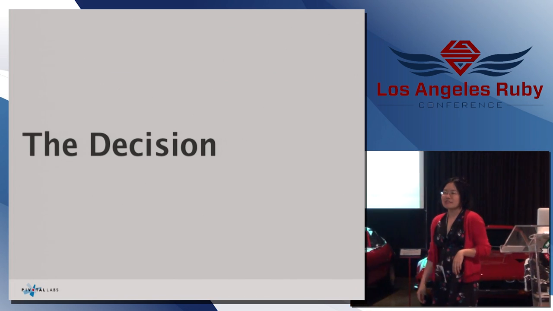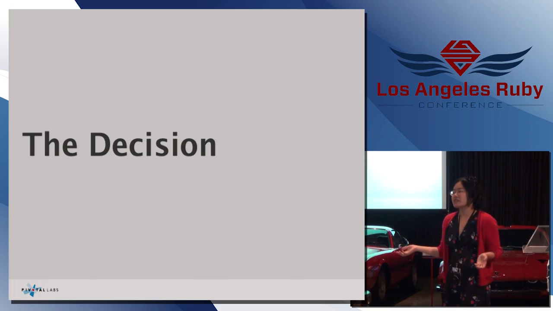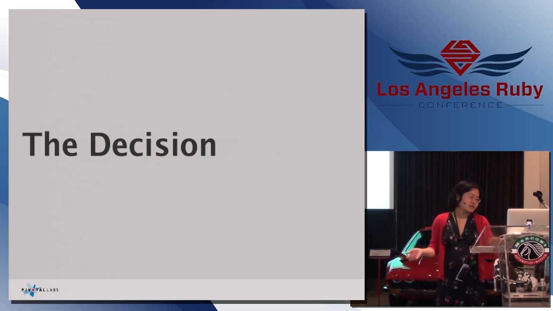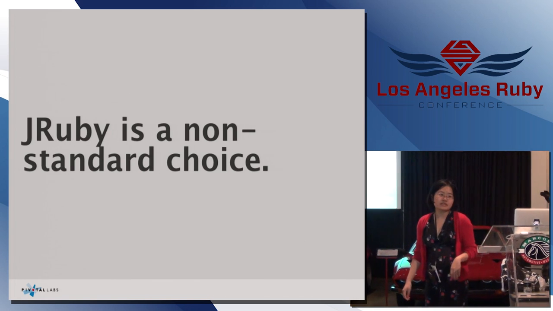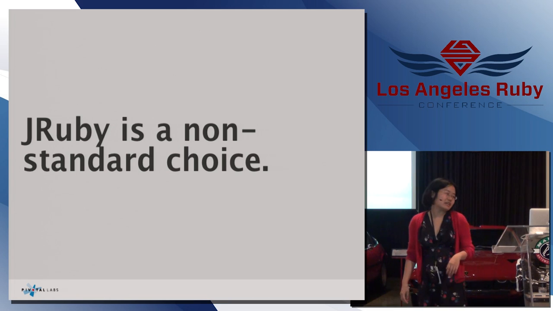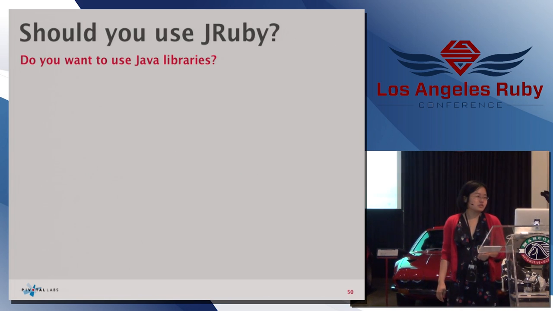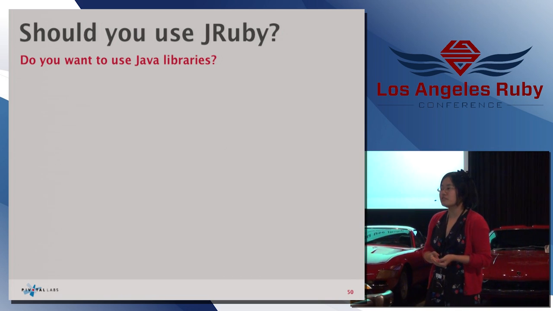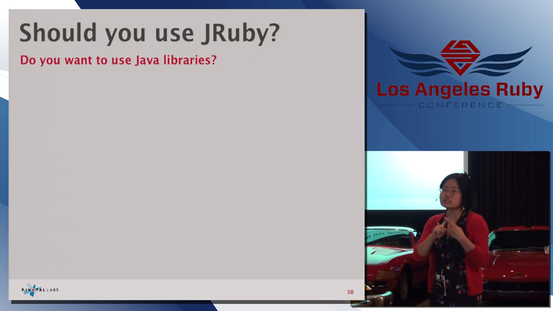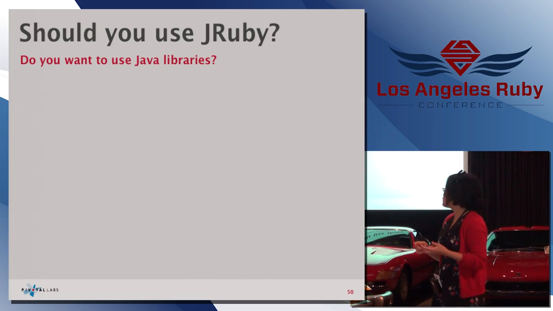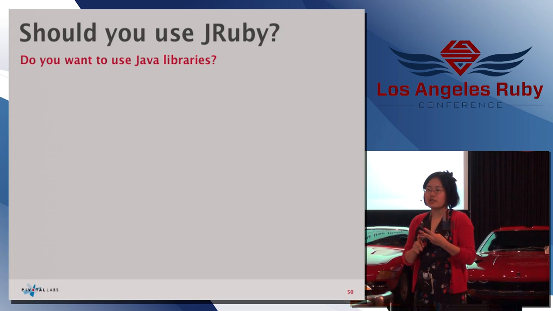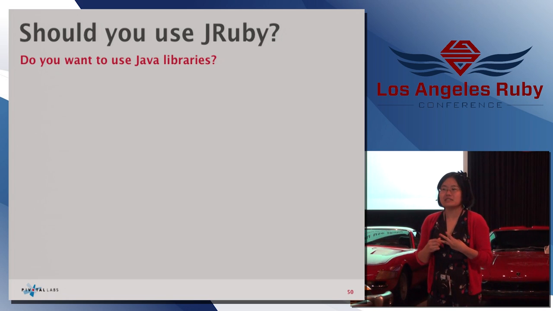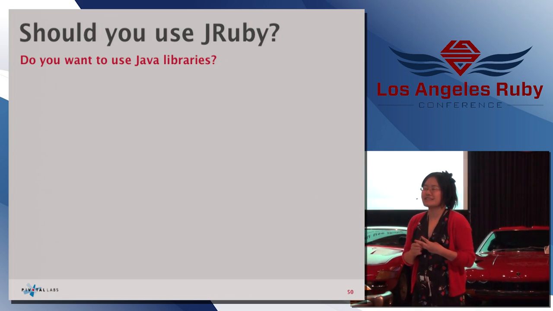So the decision. After I've told you all about JRuby, how can you decide whether you want to use JRuby? Well, the long and the short is JRuby is a non-standard choice, and that comes with its downsides. So should you use JRuby? Do you want to use Java libraries? Is the problem that you're trying to solve in a domain where there are extensive Java libraries? Do you want to interface with enterprise Java code? Do you want to do a domain where the Java alternatives are much faster than the C extensions? Like, for instance, do you want to parse XML?